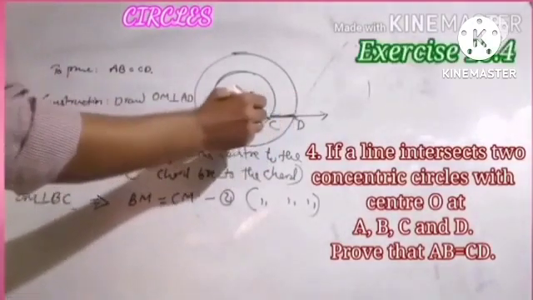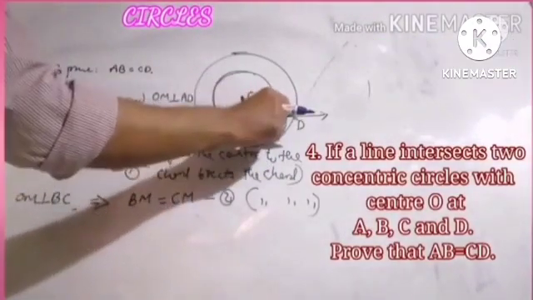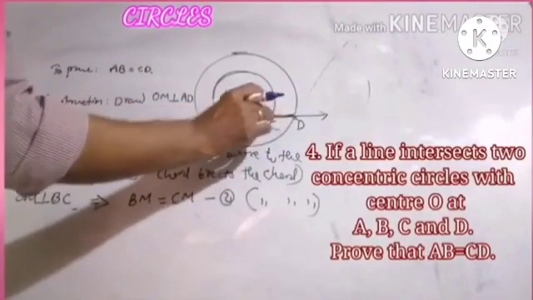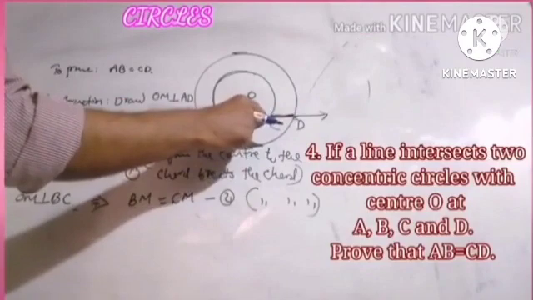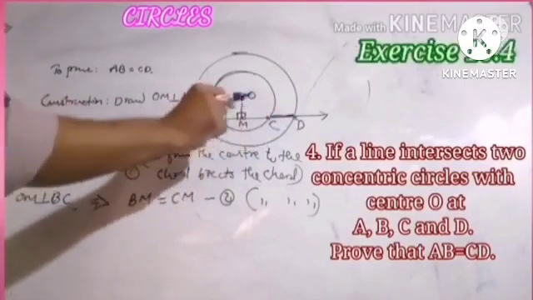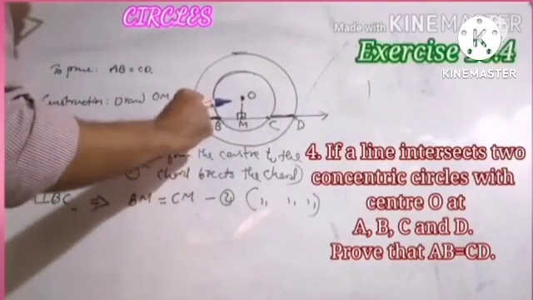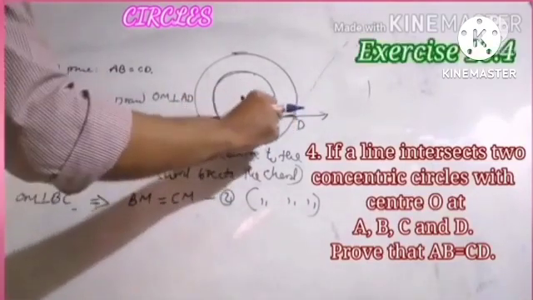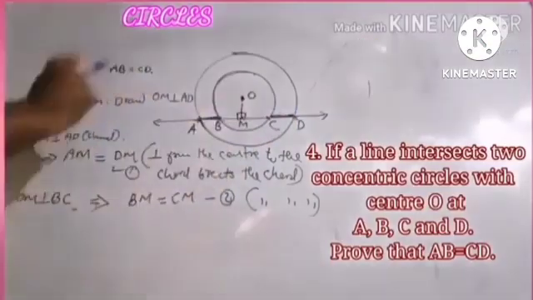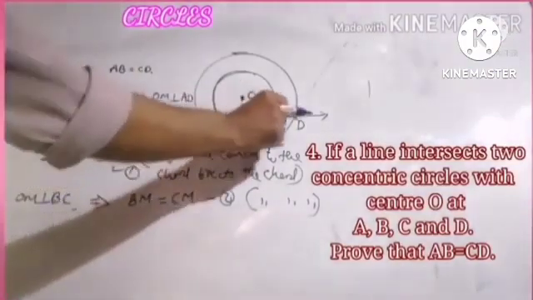Now, what is to prove here? AB and CD are equal. What are AB and CD? The excess portion from BC after extension. So we have to subtract BC from AD, then we will have AB and CD. So subtract the equal parts to get the answer AB equal to CD.